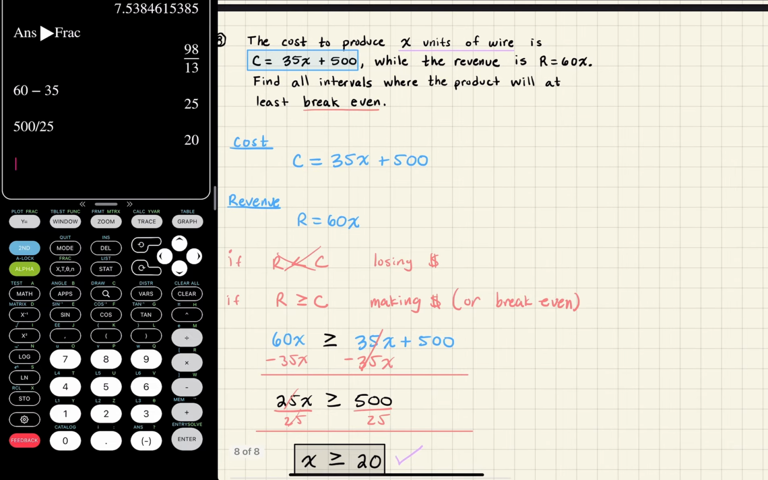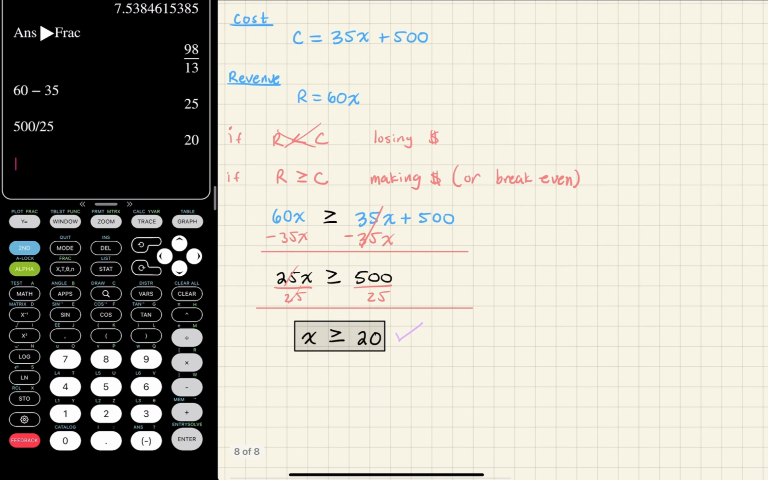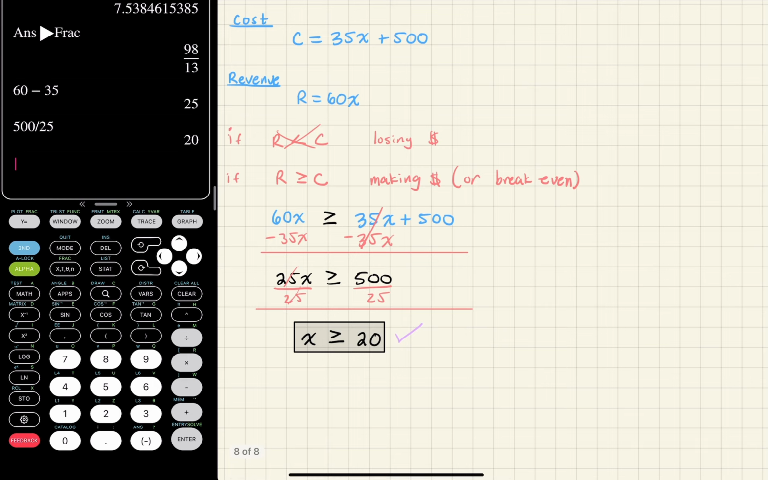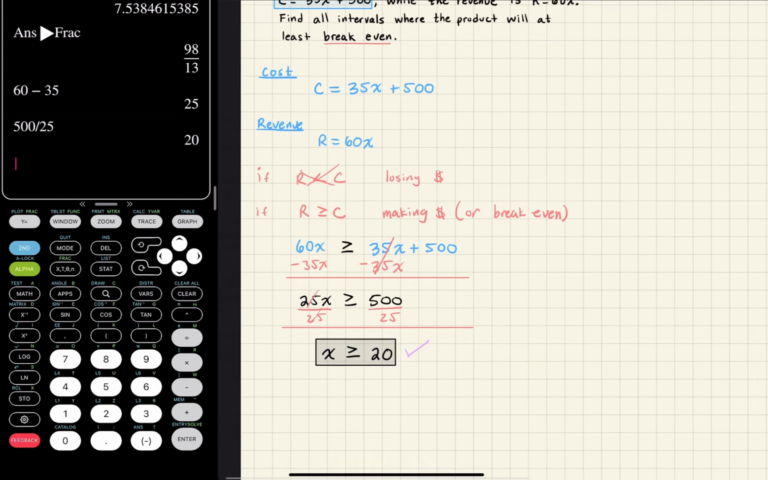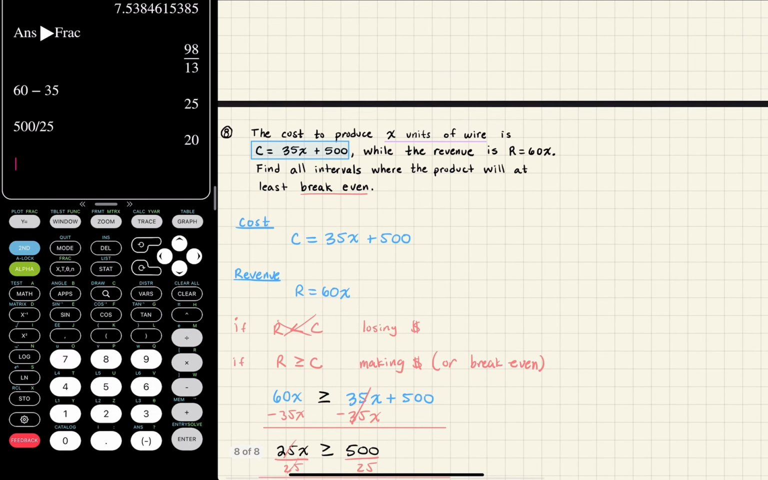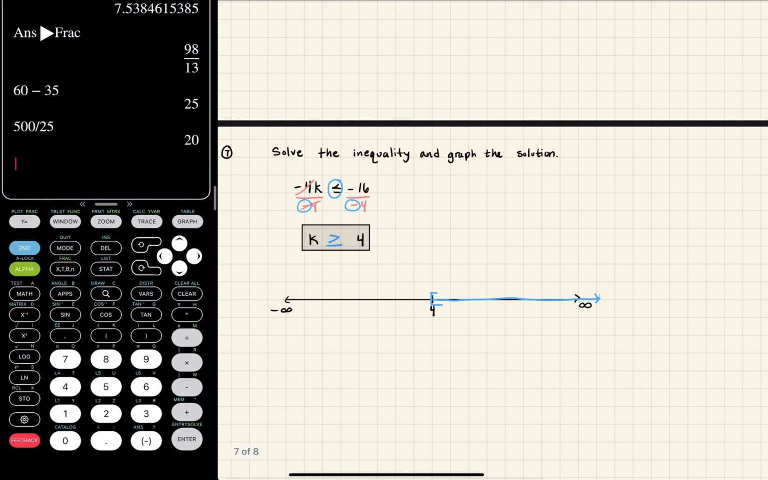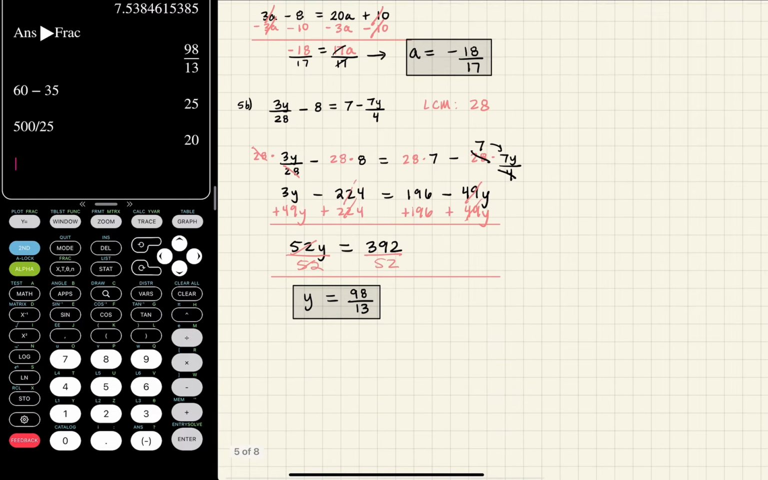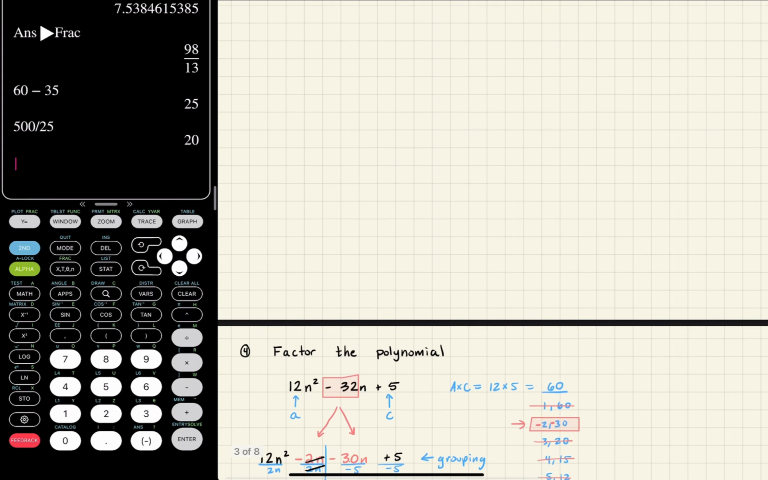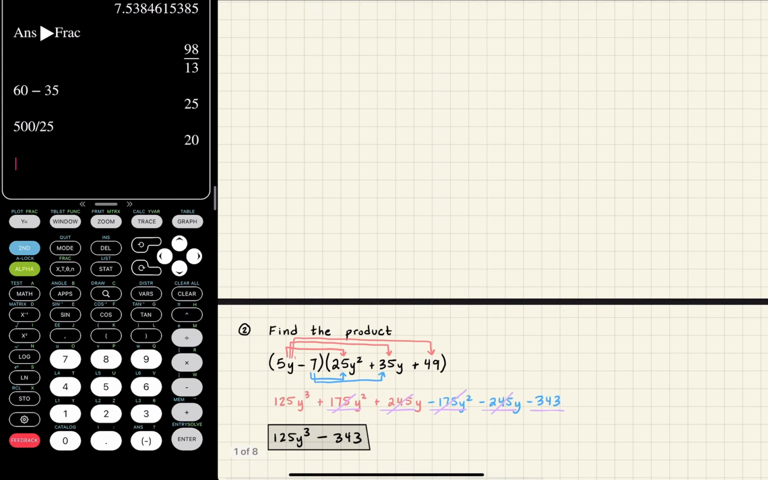Not too bad. We set up an inequality, and we solved. All right? So again, those are problems pulled straight from the test review. So if you can do these problems, you should have a pretty good grasp of what will be on the exam.